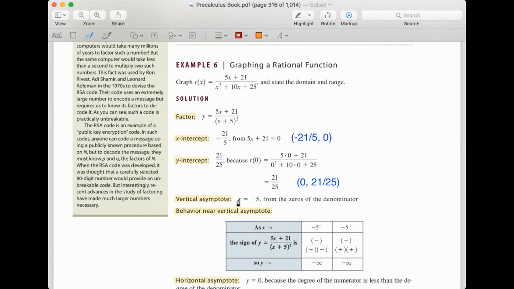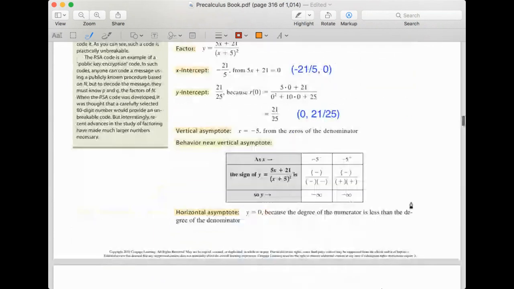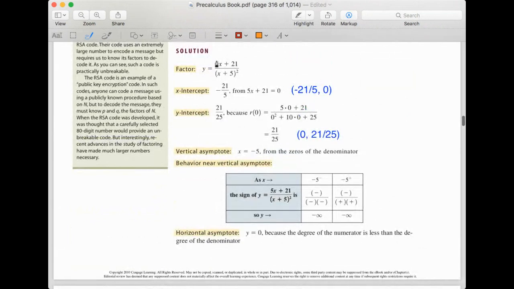Now let's figure out vertical asymptotes. For vertical asymptotes, we take the denominator, set it to 0, and solve for x. So x equals negative 5. That's our vertical asymptote. What about our horizontal asymptote? We take the leading term in the numerator, which is 5x, and the leading term in the denominator, which is x squared. We simplify and get 5 over x. From our previous experience, we know 5 over x goes to 0. So y equals 0 is our horizontal asymptote.